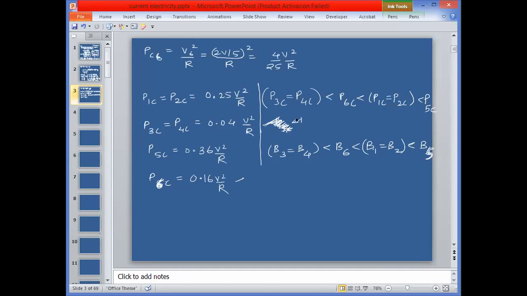Expecting reply from everyone. Is this question clear to all of you? I used voltage division principle. Sir, we will get the same answer if we rank brightness proportional to V.